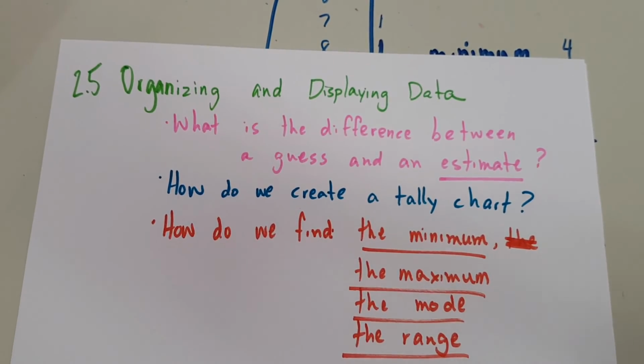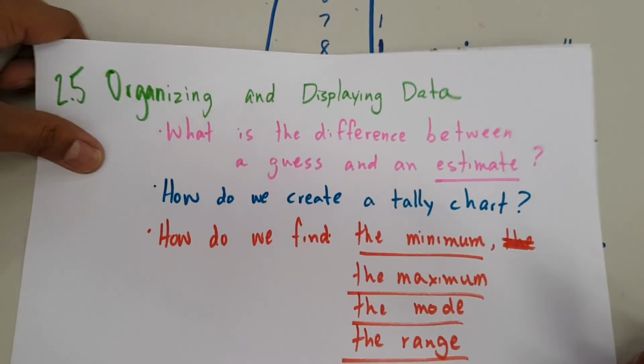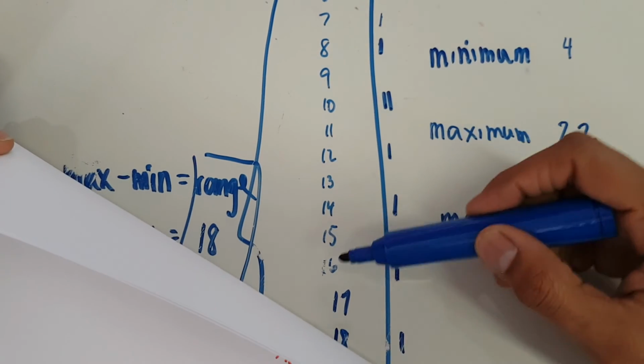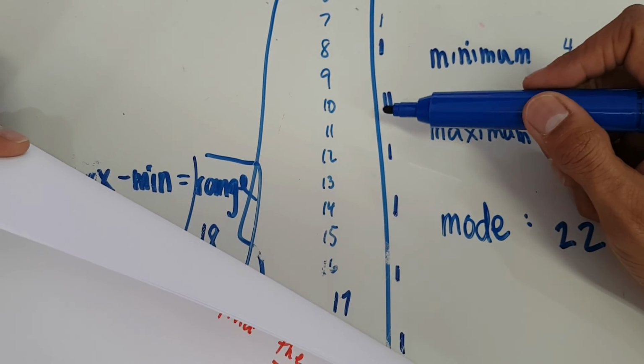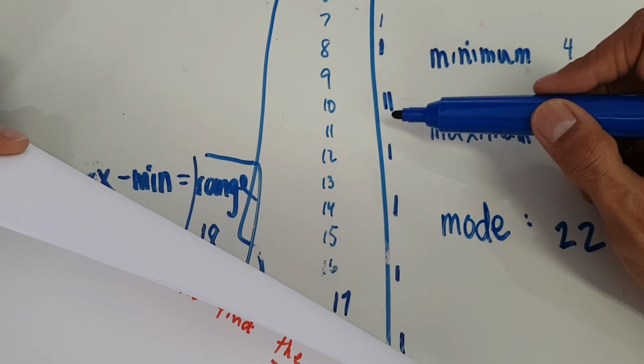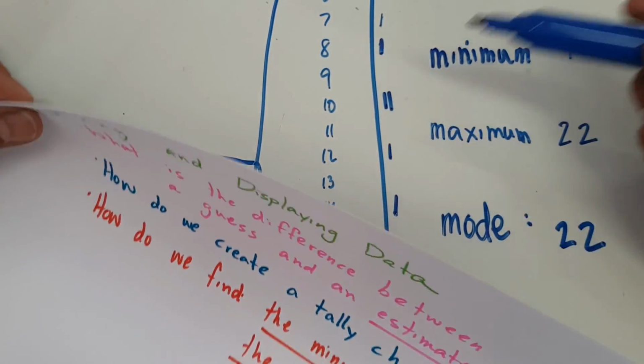How do you create a tally chart? By putting all your value sets on one side, and then telling how many times you see that value. I saw the value 10 2 times. I saw the value 11 0 times. I saw the value 12 1 time.